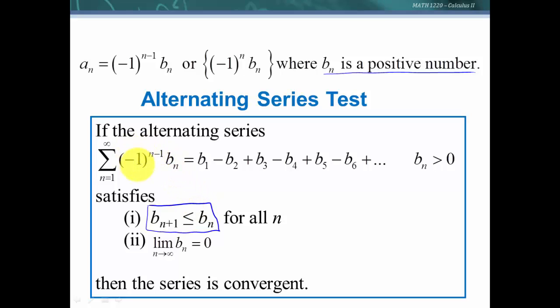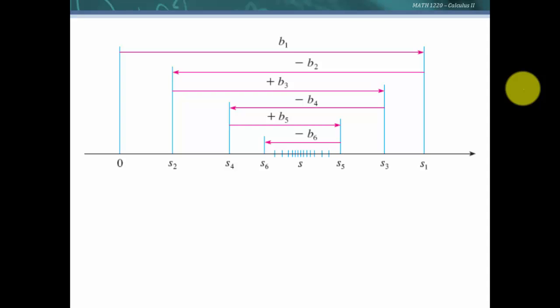Now we're not considering the positive or negative, just the b sub n part. So any term is less than or equal to the term in front, and the limit as n goes to infinity of these terms is 0. So these terms need to go to 0, then the series is convergent. So let's first see if we can visualize what this means.